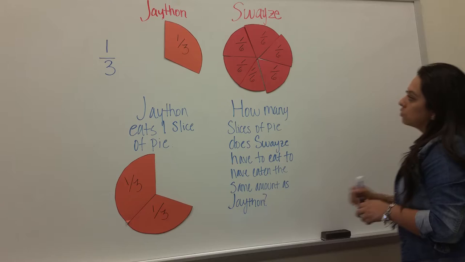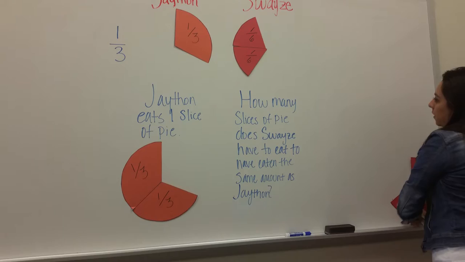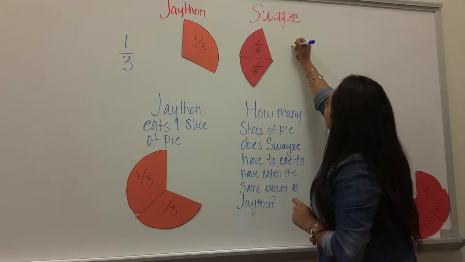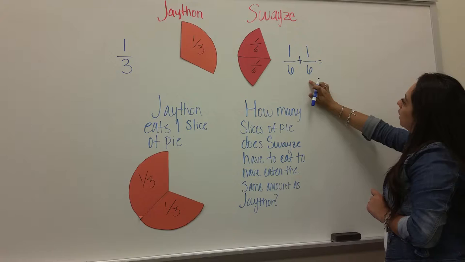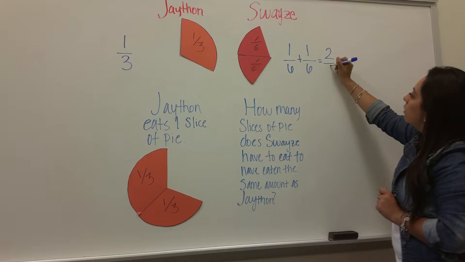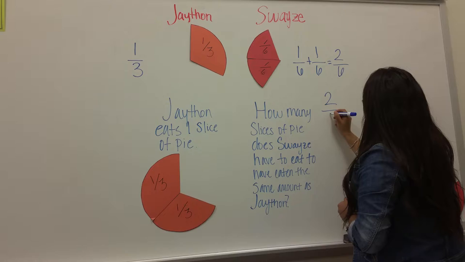If Swayze only eats 2 slices of pie, and we add up her slices of pie to see what we get, we will get 1 slice, which equals 1/6, plus the other slice, which is equal to 1/6. Since the denominators are the same, once again, you can add straight across. 1 plus 1 is 2, and the denominator will just carry over to 6. So your fraction will be 2/6.